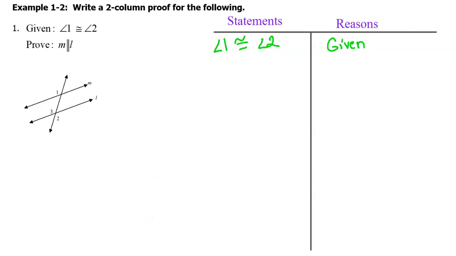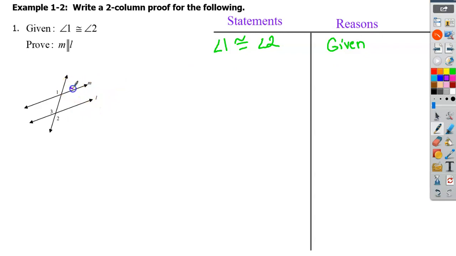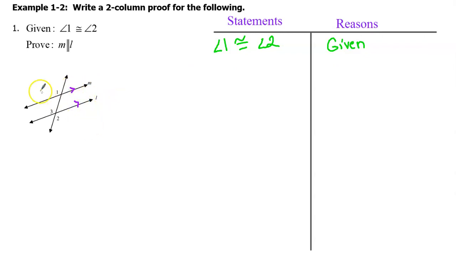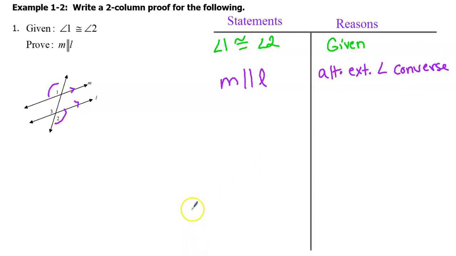Now, I need to prove that line M is parallel to line L. Angle 1 is congruent to angle 2. What is the relationship between those two angles? Well, they are alternate exterior angles. Since those angles are congruent, I can say right away that line M is parallel to line L by the alternate exterior angle converse. And if you wanted to write it out, you could say, since the alternate exterior angles are congruent, then M is parallel to L.